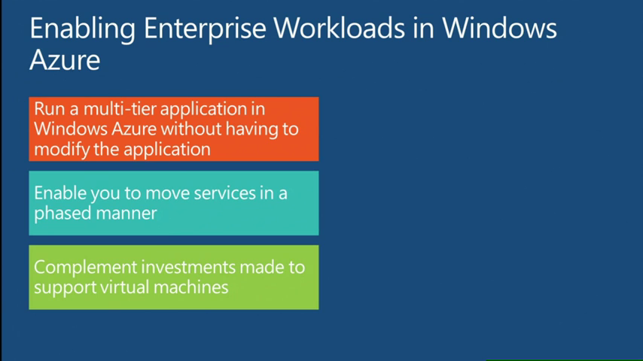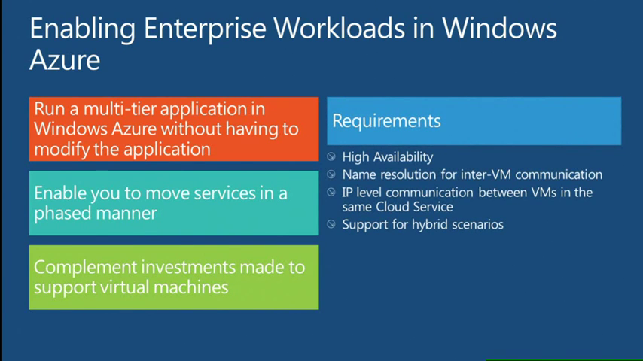And as I mentioned earlier, we've made a lot of investments to enable virtual machines running in Windows Azure. And without networking and connectivity, all those investments wouldn't have the impact that they would. So we had to do a lot in terms of connectivity. And for enterprise applications, the other key requirement was that you always had to have high availability. And I'll talk about how you can achieve high availability using load balance sets for virtual machines, and there's something called probes that we've introduced.